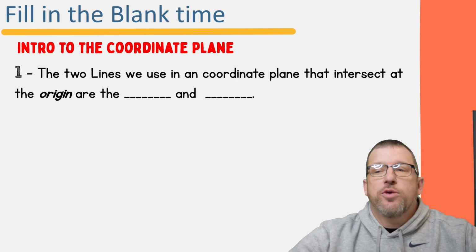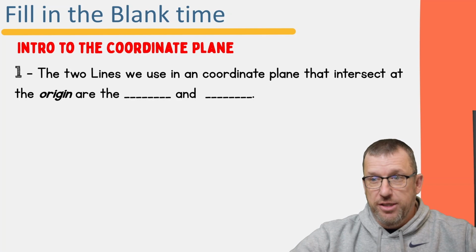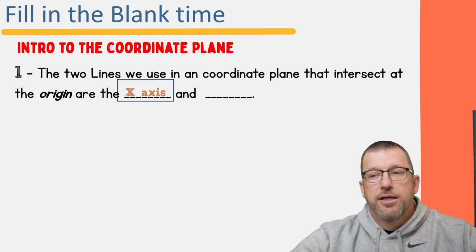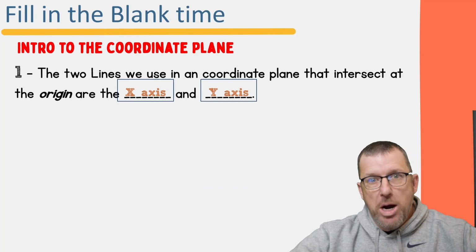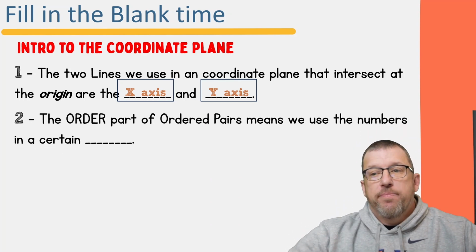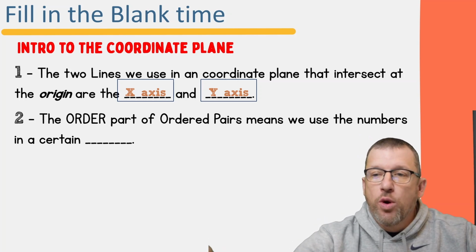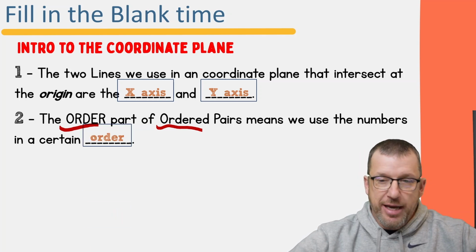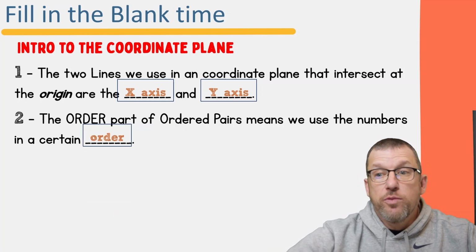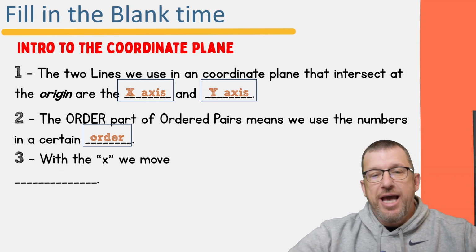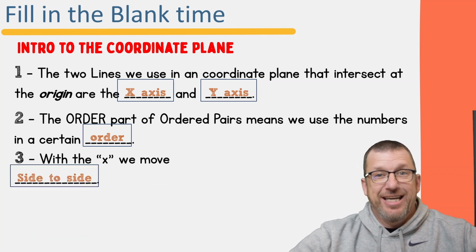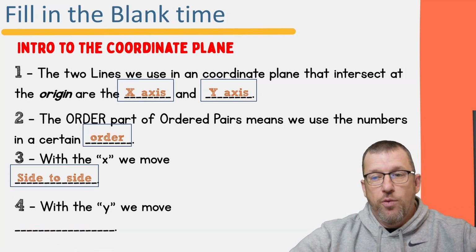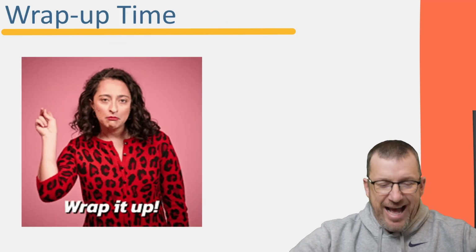The 2 lines we use in a coordinate plane that intersect at the origin are the what? They are the x-axis, and they are the y-axis. Boom. The ordered part of the ordered pairs means we use the numbers in a certain what? So I gave you a clue. The order part. So this ordered means what? We use them in a certain order or a sequence. So we do the x, and then we do the y, which means we run, and then we jump. With the x, we move what? Side to side. That's how you run, side to side. And with the y, we move what? Up and down because we're jumping. You guys understand? I think you do.